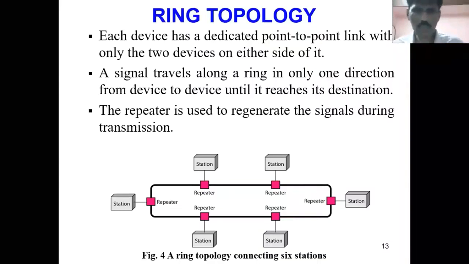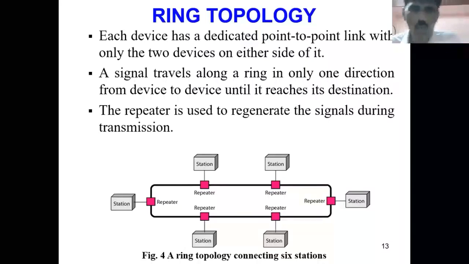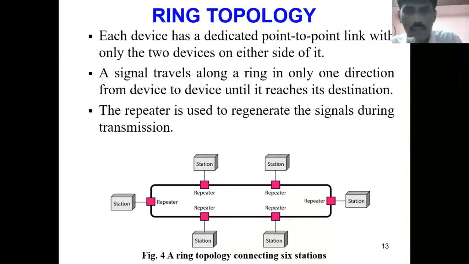We can see the advantages and disadvantages, but before that, you can see Figure 4. Figure 4 shows a ring topology connecting 6 stations. Each device has a dedicated point-to-point link with only 2 devices on either side of it, its neighbors. A signal travels along the ring in only one direction, from device to device, until it reaches its destination.